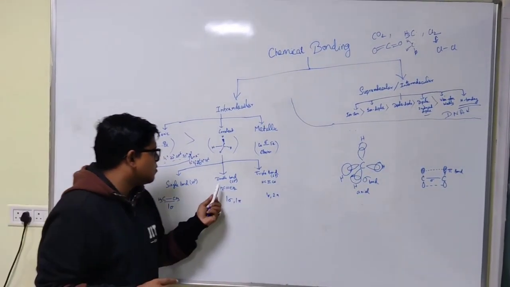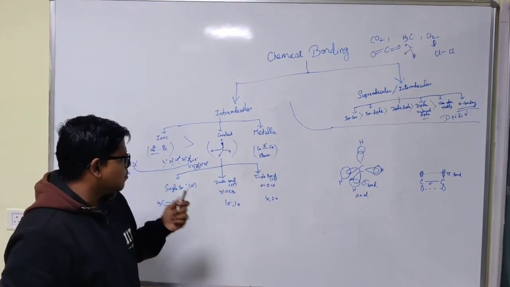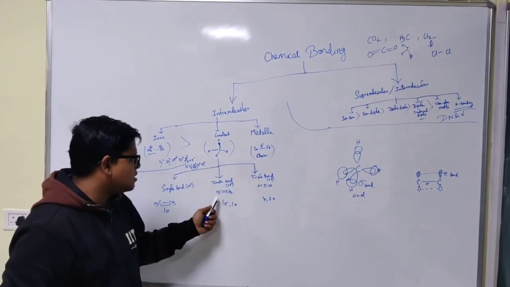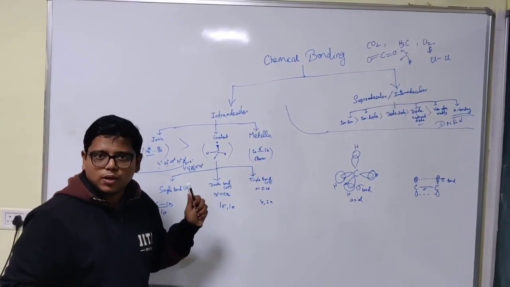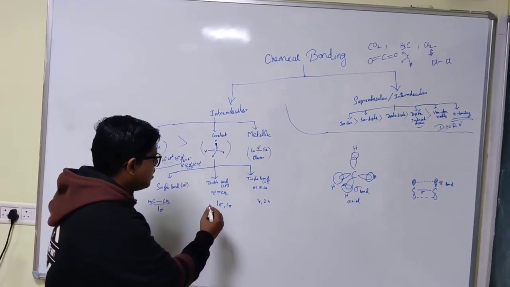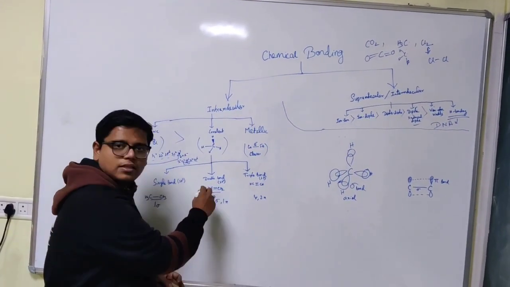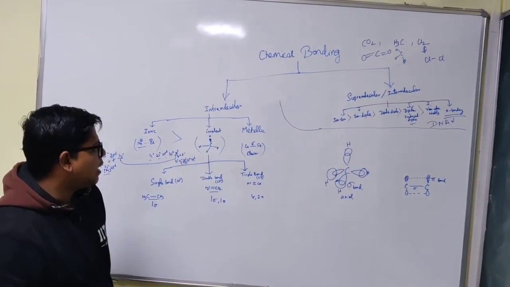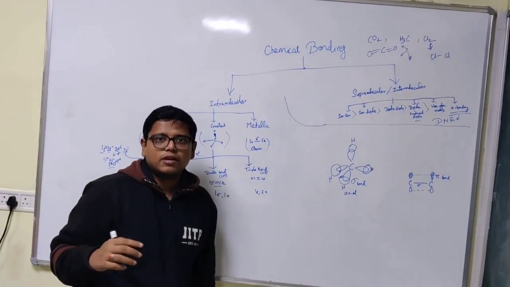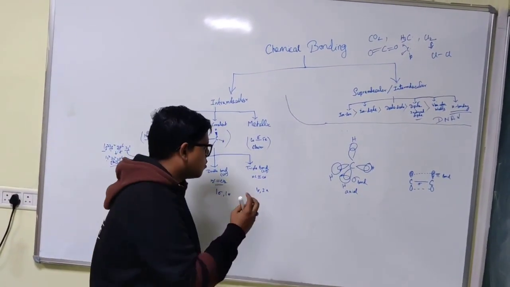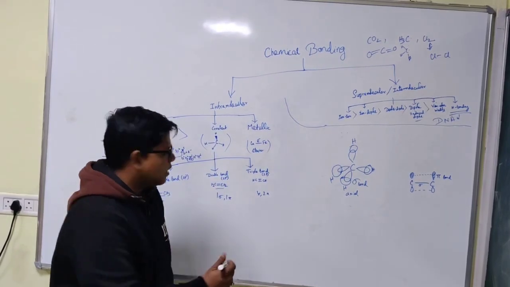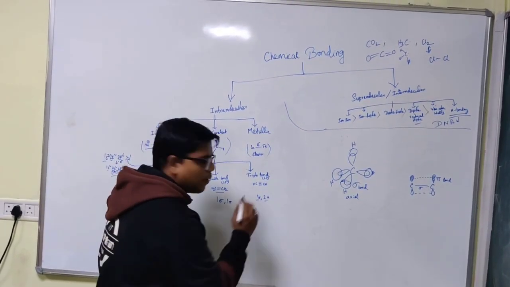Now, what is a double bond? A double bond is one sigma and one pi bonding. That is shown in the ethylene molecule in these two carbons. And what is a triple bond? That forms between two carbons with one sigma and two pi.